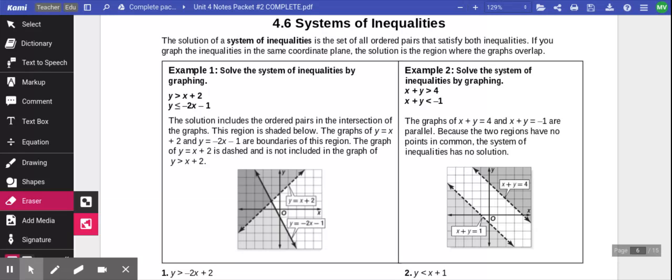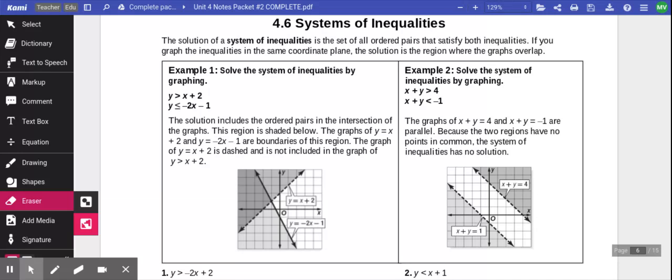So if we graph the inequalities in the same coordinate plane, the solution is the region where the graphs overlap. So to solve the system of inequalities, y is greater than x plus 2, I graph y is greater than x plus 2, which is a dotted line, and I shade it above. And then I graph y is less than or equal to negative 2x minus 1, which is a solid line because it's equal to, and that's shaded to the left.